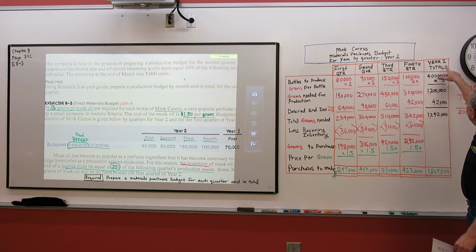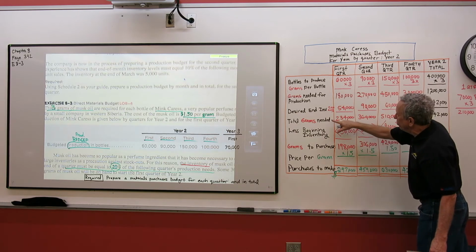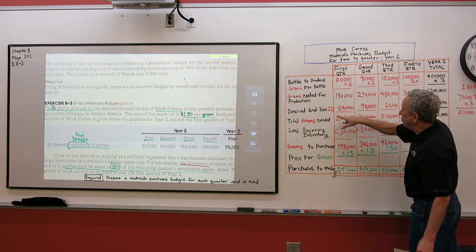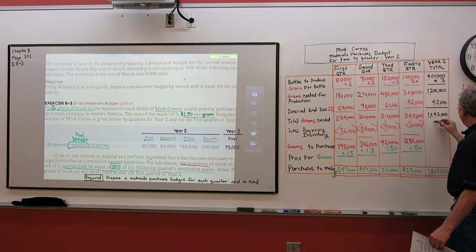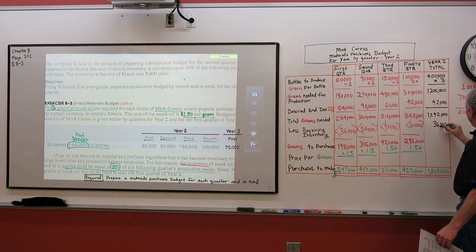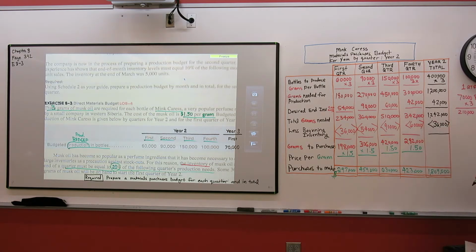All right, what's the beginning inventory for the year? Well, let's go back to the first quarter, at the very beginning of the year. The beginning inventory will be 36,000. So let's pull out 36,000. At this point, we should pull out the 36,000, and that's going to be 36, 42, that's 6. That's going to be 1,206,000 grams. And that is true.